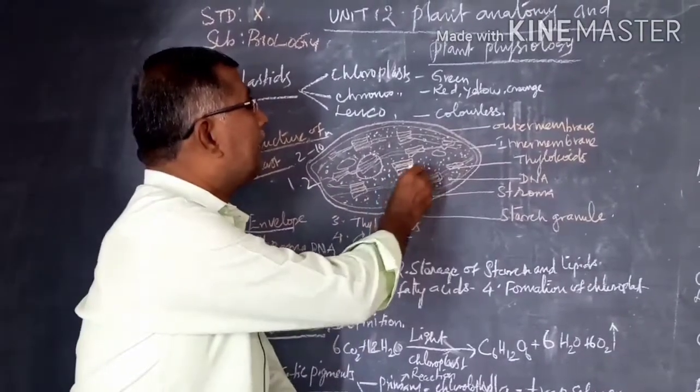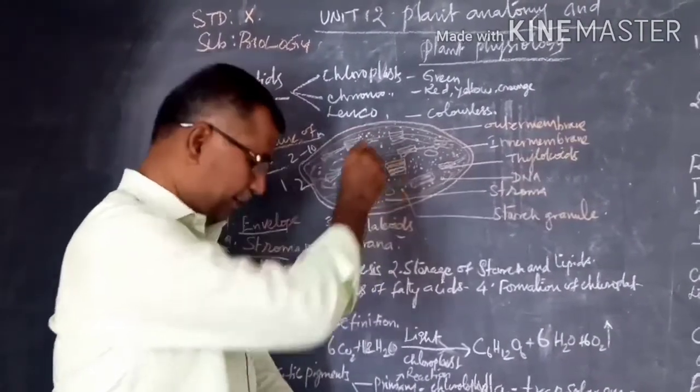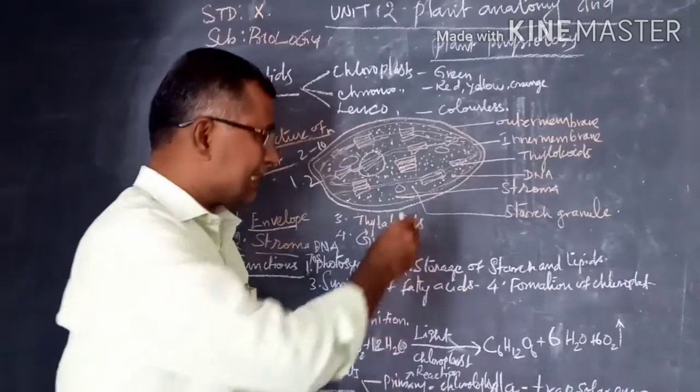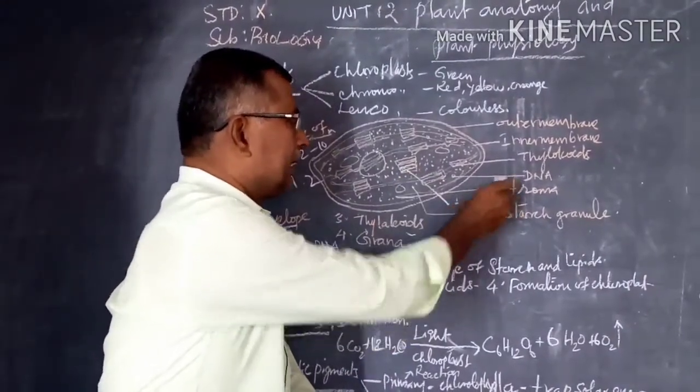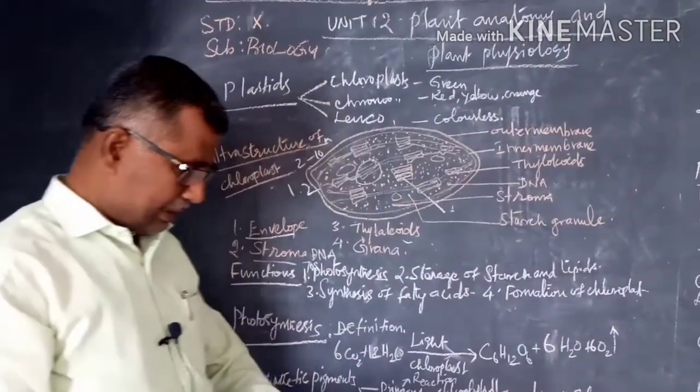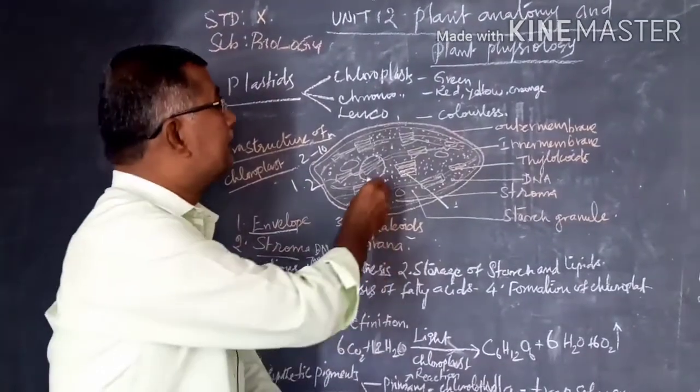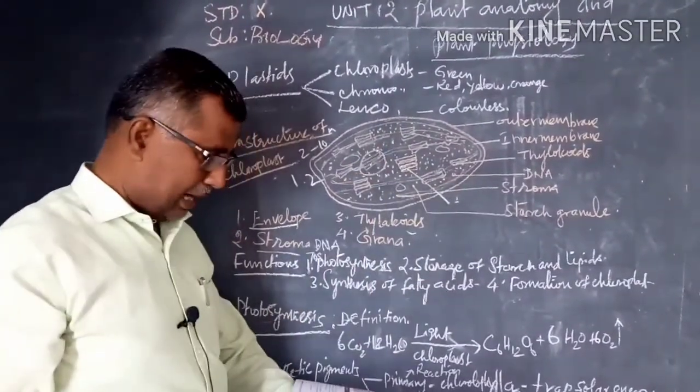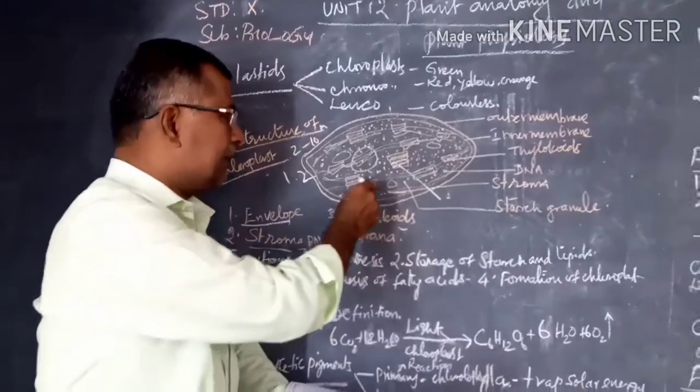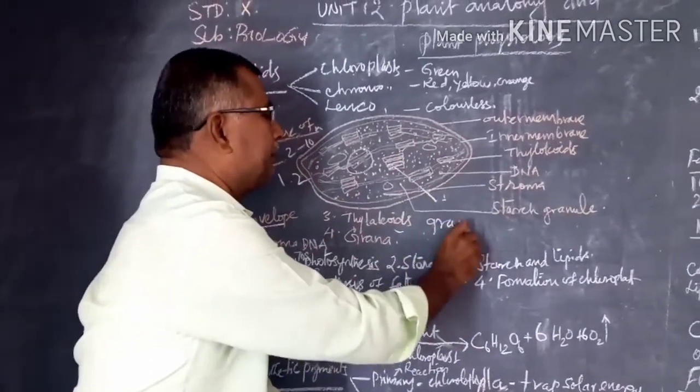Thylakoids are like a pile of coins. This is called grana. Understand? Thylakoids are arranged in a pile of coins, which we call grana. One such pile is called, in the singular, a granum.